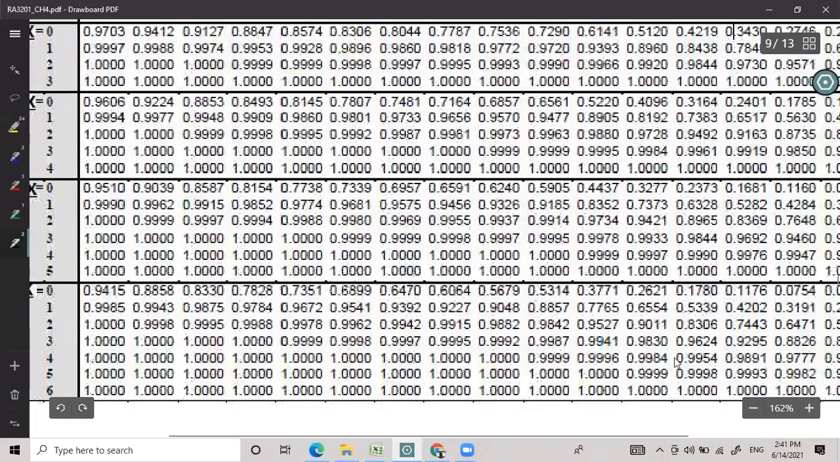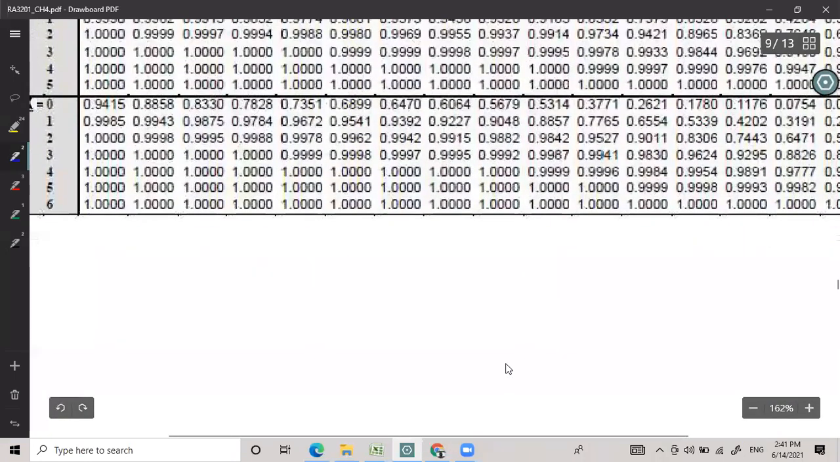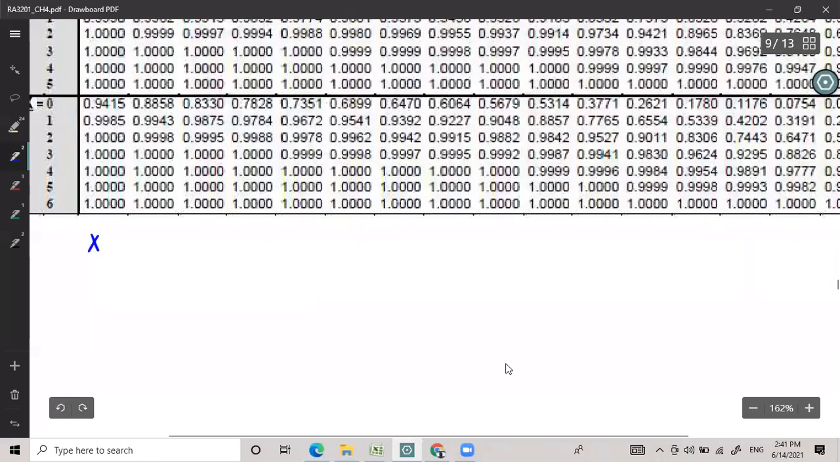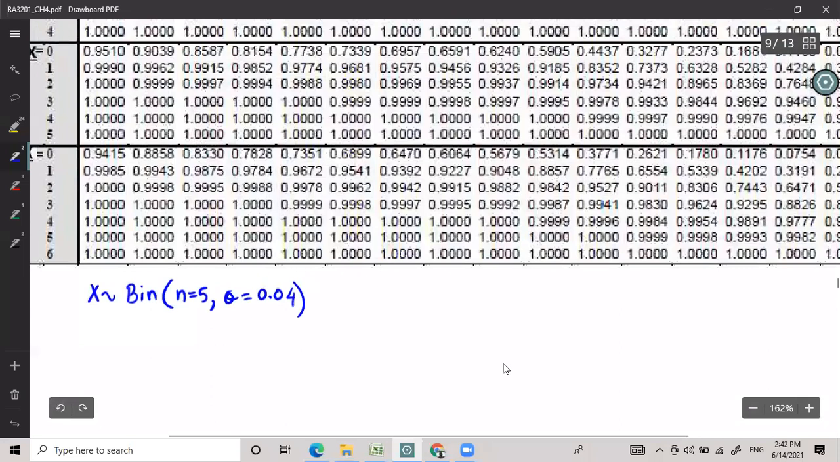Okay, I'll expand it. I'm going to choose this column, the fourth column. What is my theta? 0.04. Now suppose a certain binomial random variable, this is how you write it. It has the number of trials 5 and probability of success 0.04. You know that a certain random variable follows a binomial distribution with number of trials 5 and probability of success 0.04.